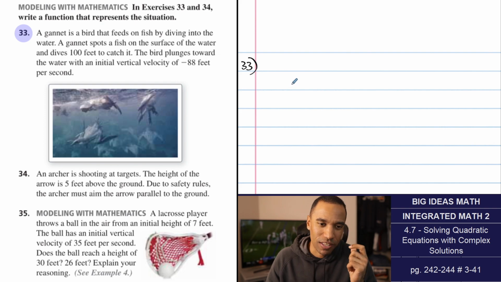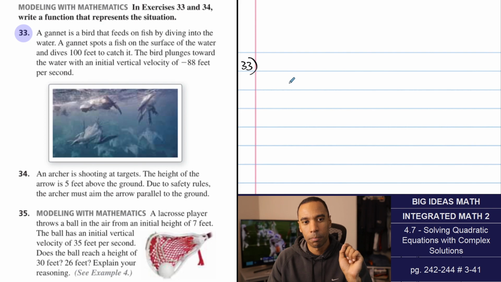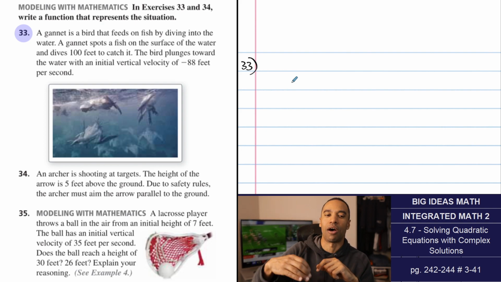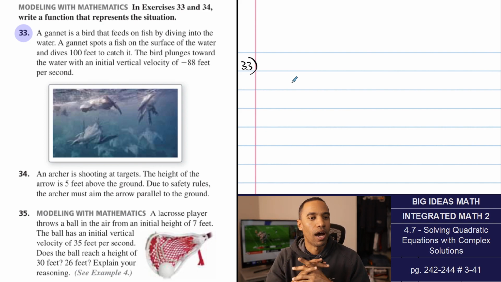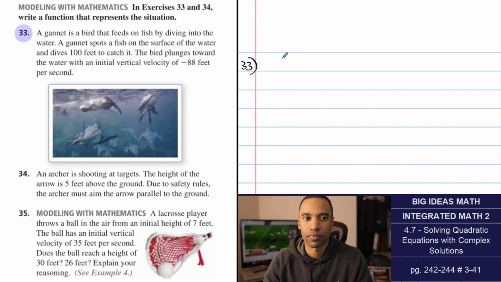Again, it spots a fish on the surface of the water and dives 100 feet to catch it. The bird plunges toward the water with an initial vertical velocity of negative 88 feet per second. Because it dives, it has that downward motion. Okay, so how do I want to say this? Your height equation with respect to t, it starts with this.